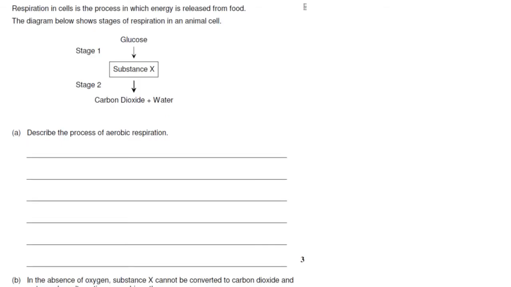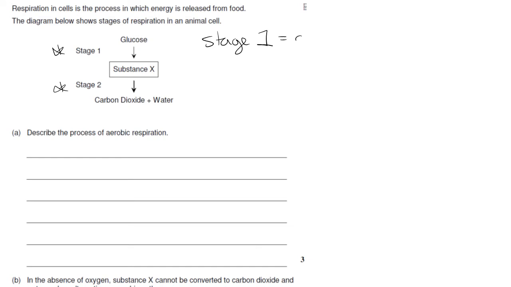Question 5. Respiration in cells is the process in which energy is released from food. The diagram below shows stages of respiration in an animal cell. So what we've got here in this picture is stage 1, glucose to substance X, and then we've got this stage 2, CO2 and water. Describe the process of aerobic respiration. So what I want to do here is talk through both stages, okay?